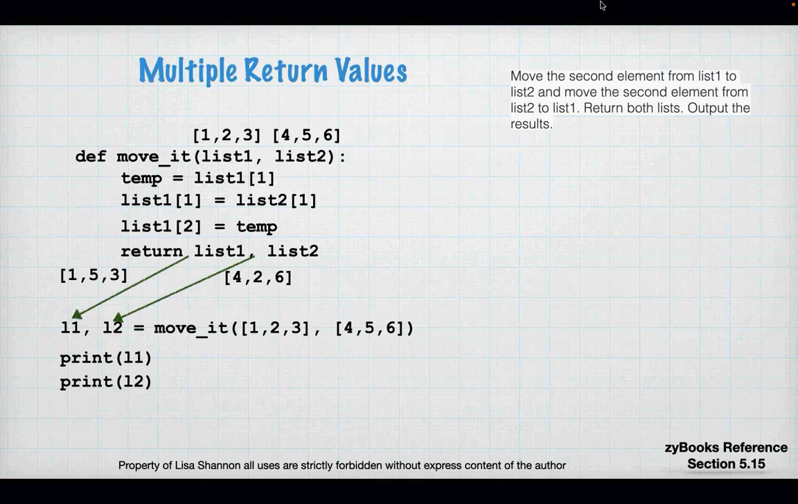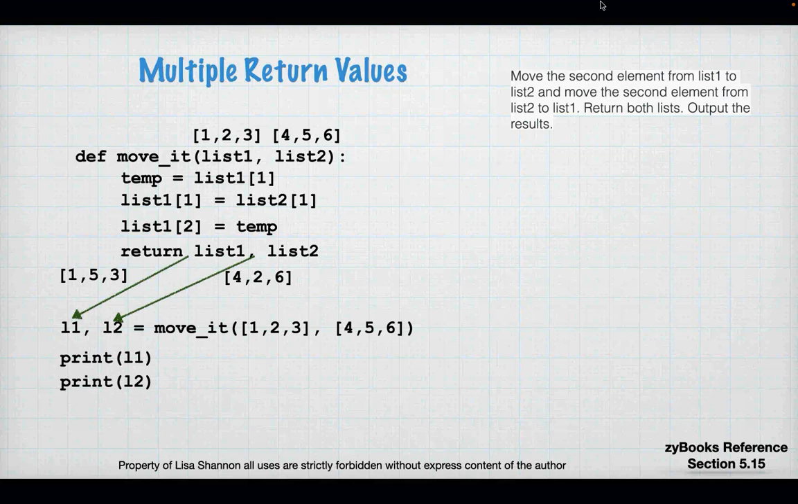Python doesn't make you do that. Python allows you to return as many elements as you want in a return statement. Now, if you've got a whole lot, you probably want to put them in some kind of a structure, but this is used all the time. We use this all the time to return multiple variables.